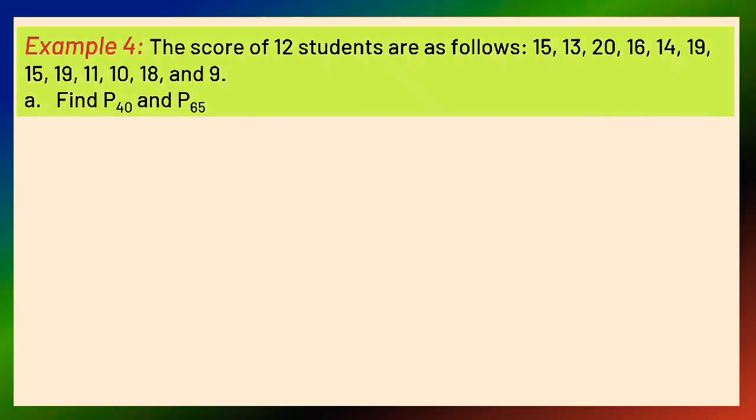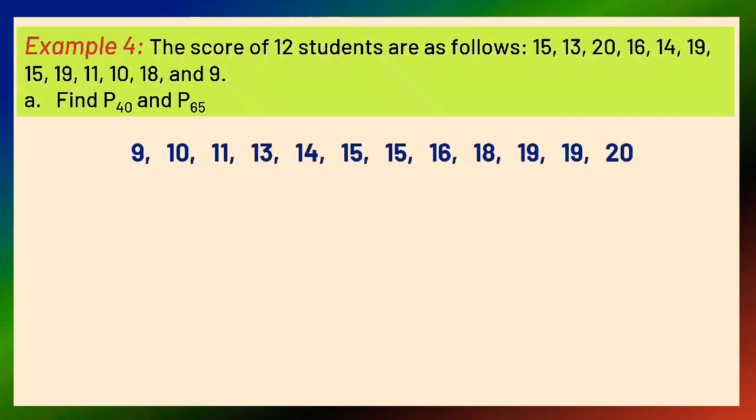For example number 4, the scores of 12 students are as follows: 15, 13, 20, 16, 14, 19, 15, 19, 11, 10, 18, and 9. So what we are going to solve first is to identify the value of the 40th percentile and the 65th percentile. So we are going to arrange the data as what you can see on your screen, and afterwards we are going to use the formula for the percentile, that is equal to P sub k equals k times n all over 100.